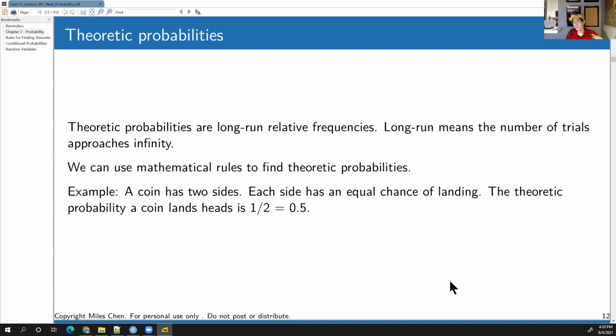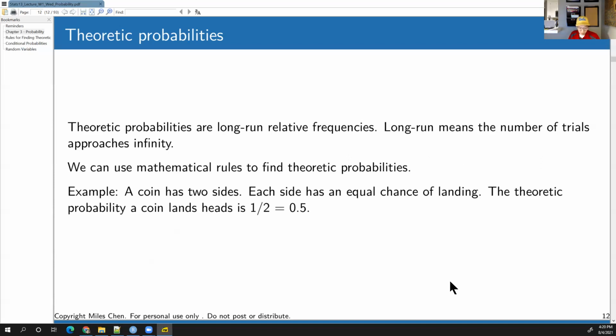Theoretic probabilities are long run relative frequencies, okay? Long run, this is why it's theoretic, means the number of trials approaches infinity, right? And obviously we can't ever really approach infinity in real life. And that's why it's kind of this theoretical idea. It's just like, if we could theoretically do something an infinite number of times, what's the relative proportion or what's the relative frequency that we would see, okay? And to get those answers, we use mathematical rules for finding these theoretic probabilities, right?